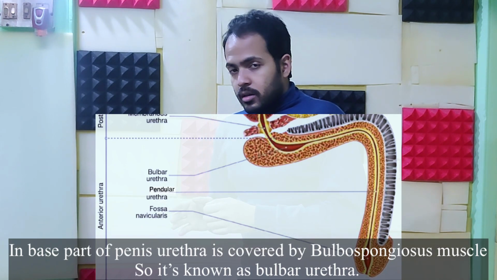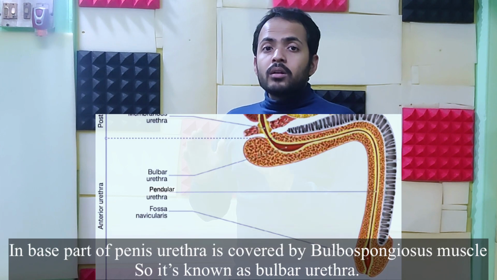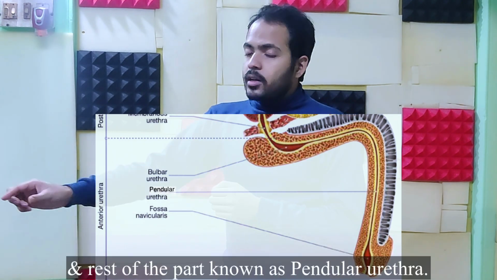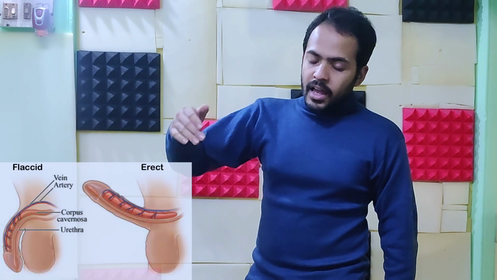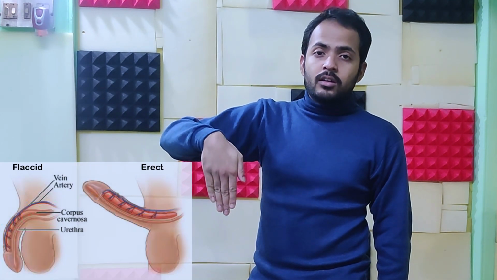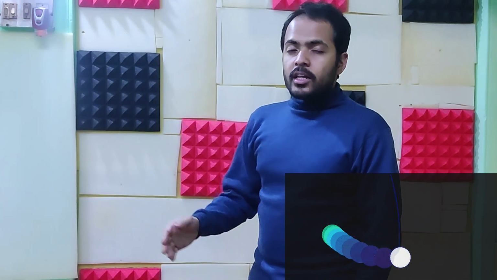The part which is covered by the bulbospongiosus muscle we call the bulbar urethra, and the rest of the segment we call the pendular urethra. Why? Because our penis hangs like this when it is flaccid, or whenever it's erected it dangles, like a pendulum. So we call it the pendular part.